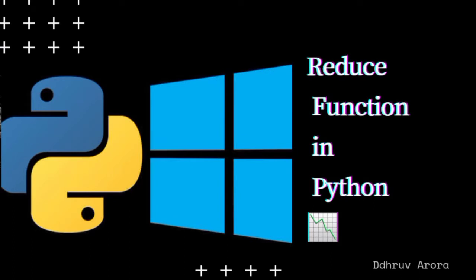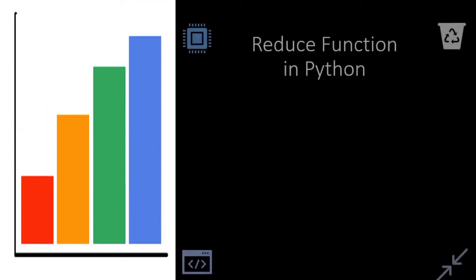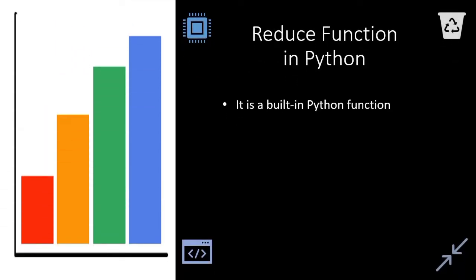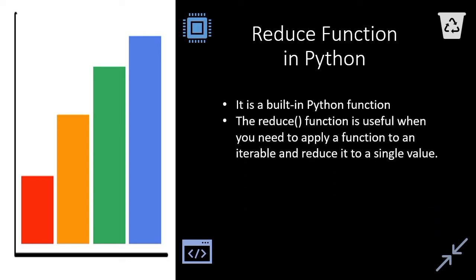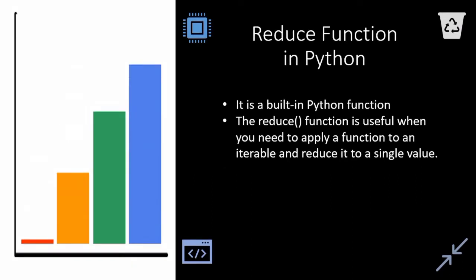So hello guys, let's continue again. It's a built-in function and it's very easy to use. Let's understand the reduce function in Python. It's useful when we need to apply a function to an iterable and reduce it to a single value, which means that we need to have a cumulative value.